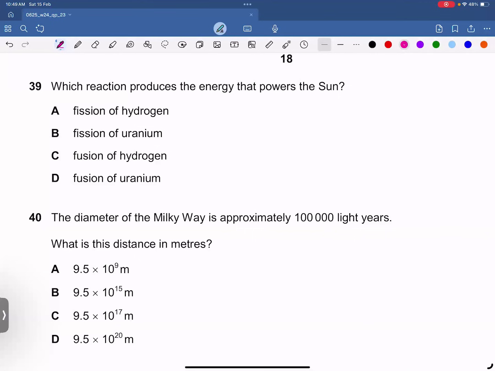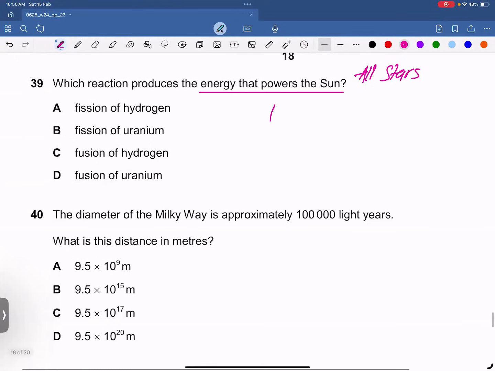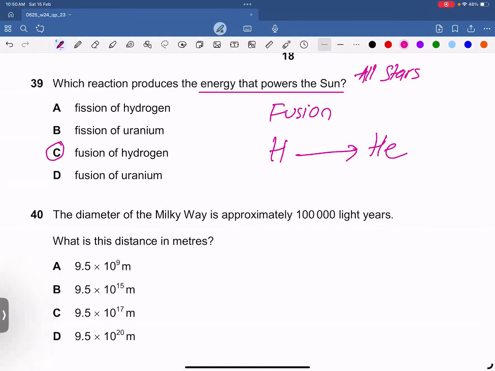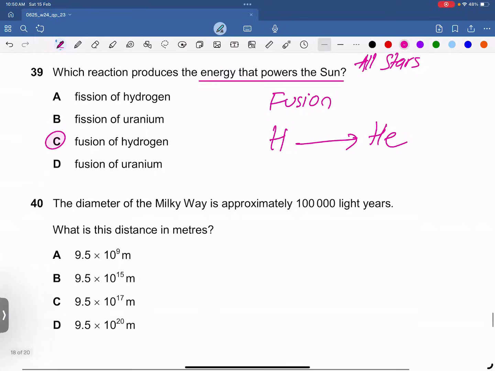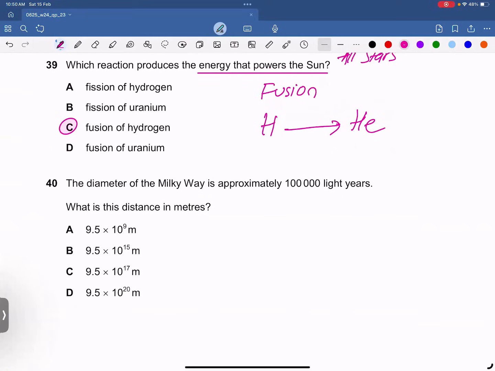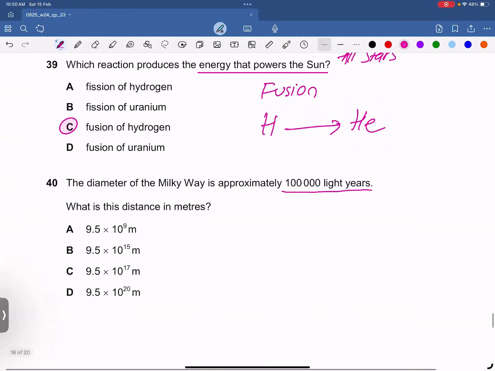Which reaction produces energy that powers the sun? Not only the sun, all stars. The reaction is fusion, the nuclear fusion of hydrogen to helium. So right option is fusion of hydrogen. Diameter of Milky Way galaxy is approximately 100,000 light years. Dear students, you need to memorize this number as well. It's a part of your learning objective.